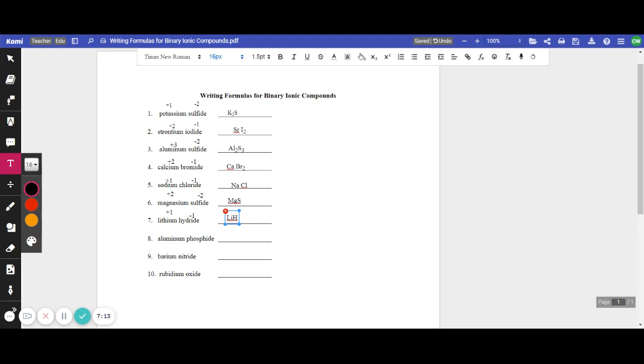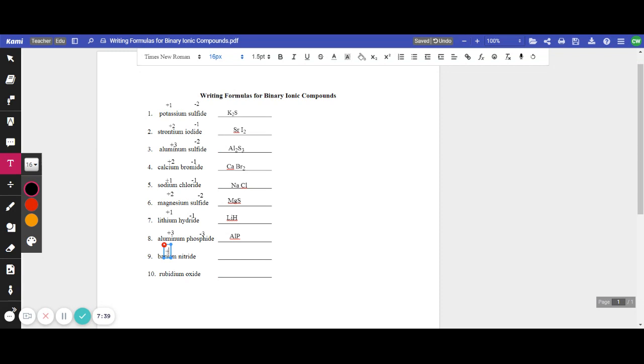All right. Aluminum is in group 13, a +3 metal. Phosphide is also, look at that, -3 because it's in group 15. So we don't have to do anything. You could do crisscross, and then you have to reduce by dividing by 3. So AlP.